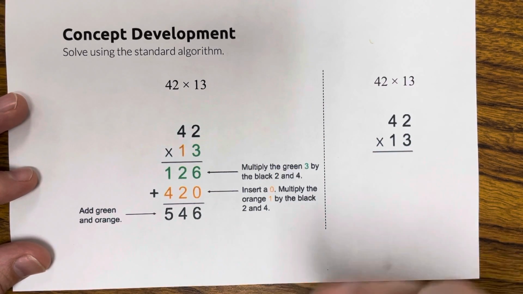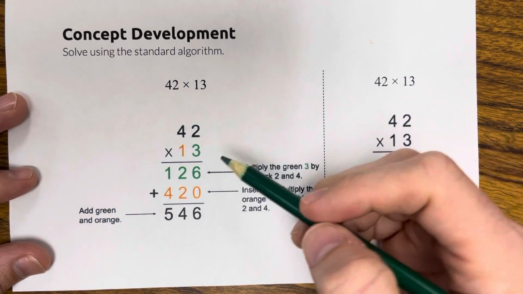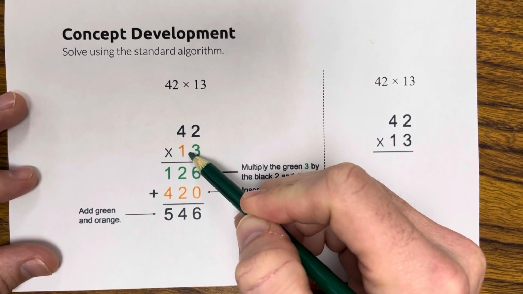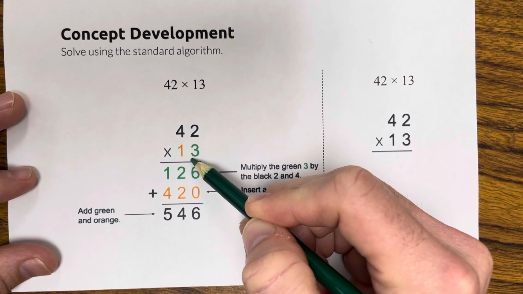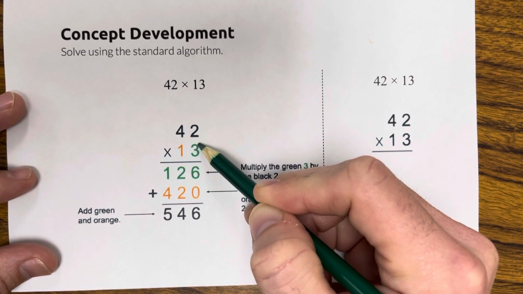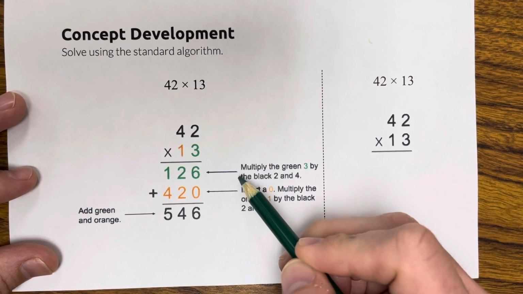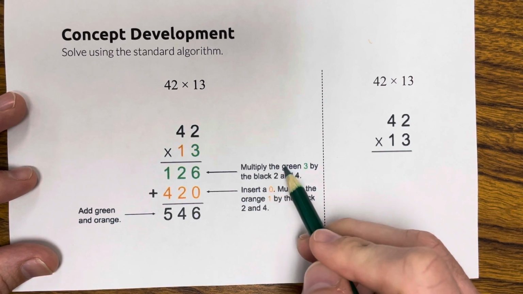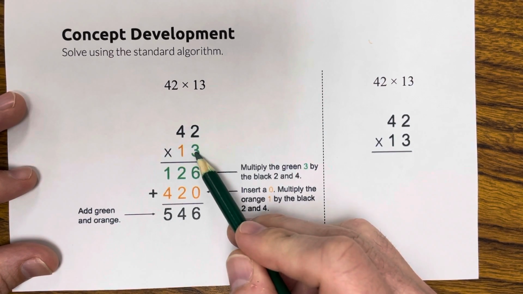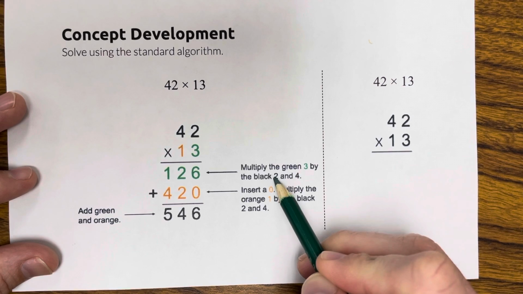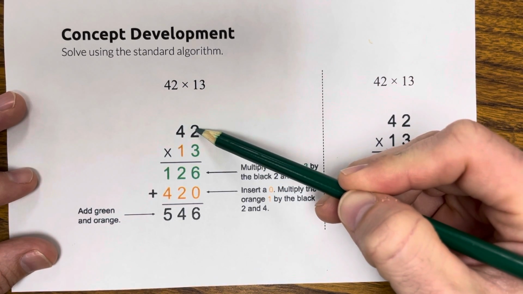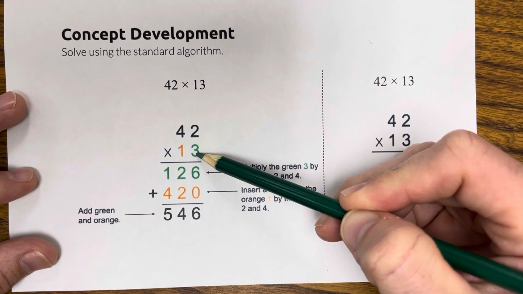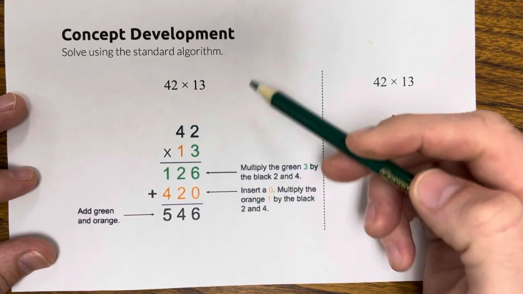So let's take a look at what really happens here, okay? So first and foremost, we always start with the lower right digit. We're talking about the bottom number 13, and we're talking about this lower right digit. We're gonna do everything with this digit first, okay? So look what this arrow says. It says multiply the green 3, that's this 3, by the black 2 and 4. So we're gonna multiply this 3 by the black 2, and then we're gonna multiply this 3 by the black 4.